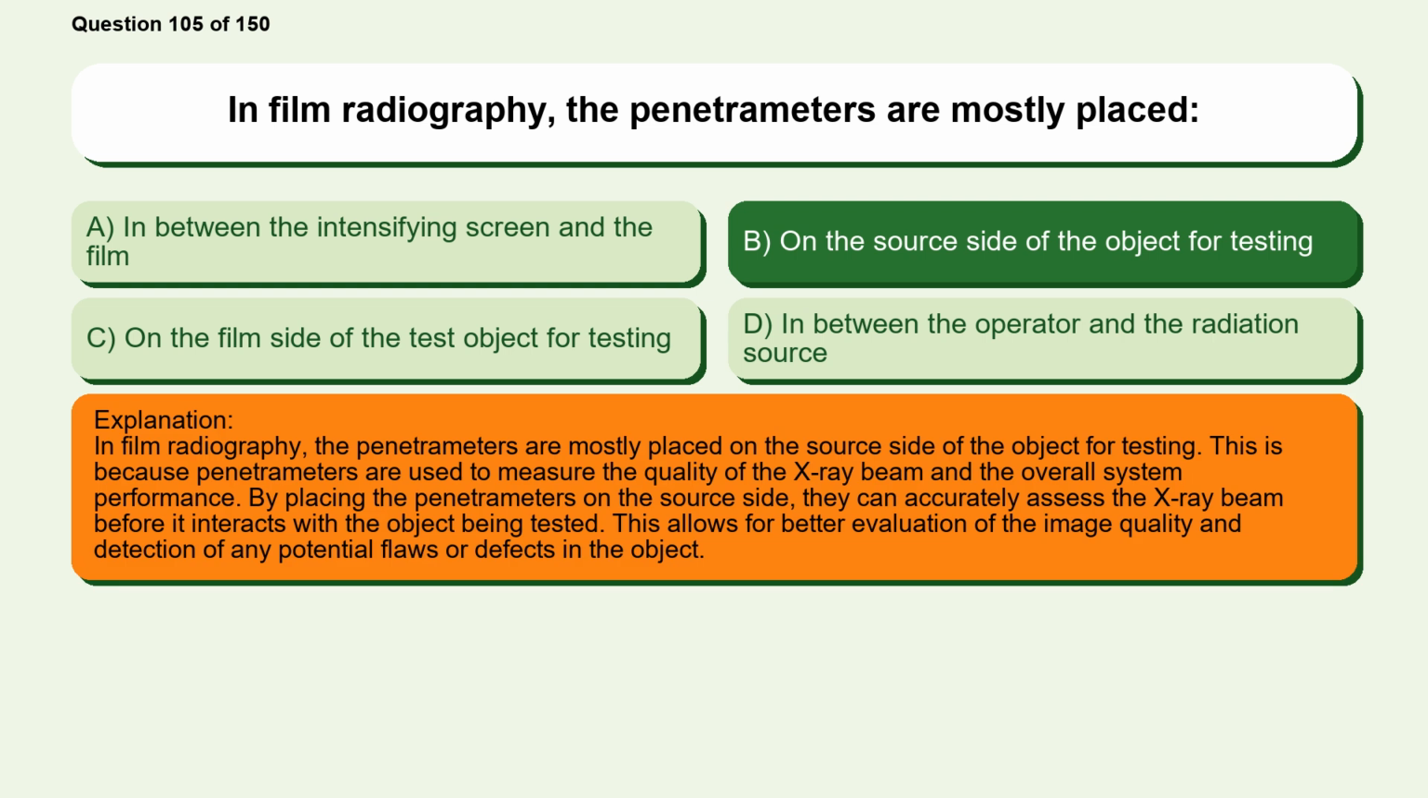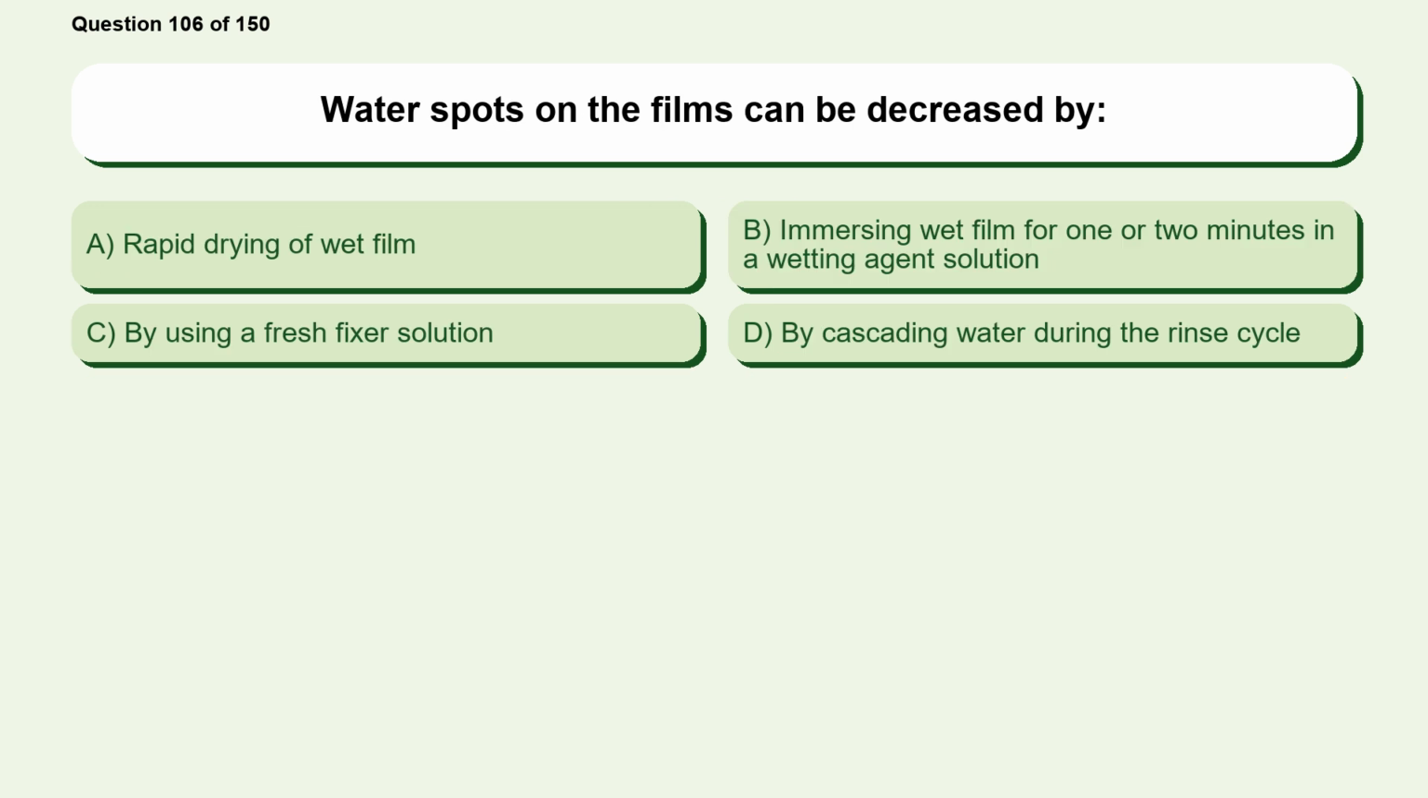In film radiography, the penetrometers are mostly placed on the source side of the object for testing. This is because penetrometers are used to measure the quality of the X-ray beam and the overall system performance. By placing the penetrometers on the source side, they can accurately assess the X-ray beam before it interacts with the object being tested. This allows for better evaluation of the image quality and detection of any potential flaws or defects in the object.